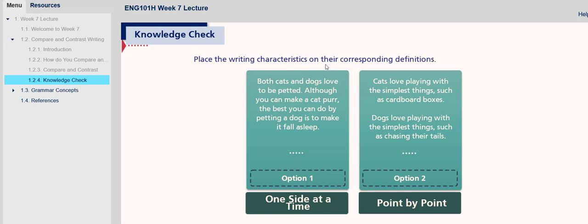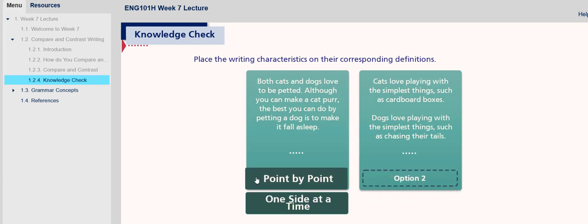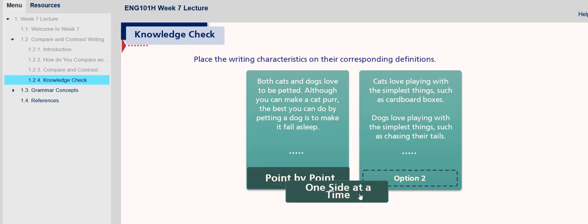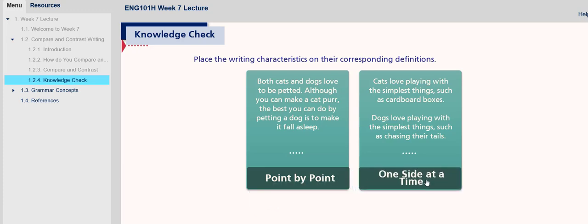Place the writing characteristics on their corresponding definitions. Both dogs and cats love to be pet. Although you can make a cat purr, the best you can do by petting a dog is to make it fall asleep. And so obviously this is point by point because they're talking about dogs and cats at the same time. And then when you have one side at a time, first you talk about cats, then you talk about dogs. This is known as the block method, or as your side by side, or one side at a time.